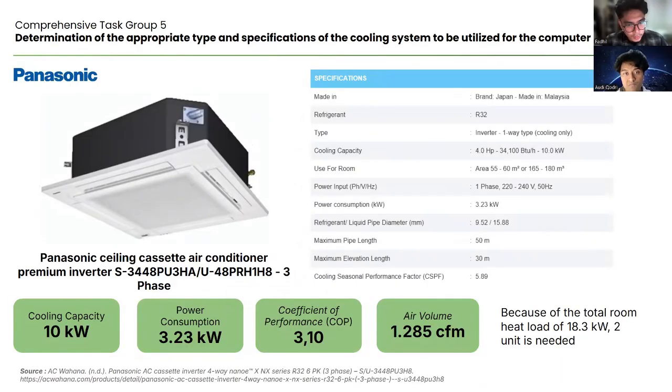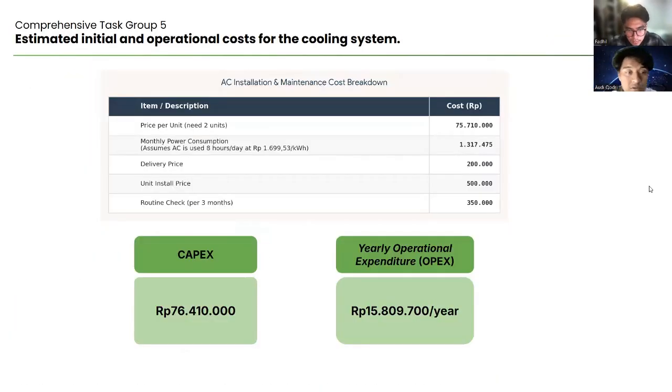This is the air cooling unit that we found. We chose this because in the Panasonic product line, this is the most suitable, with a cooling capacity of 10 kilowatts. Because we need around 18 to 27 kilowatts, we use 2 units, and the power consumption is 3.23 kilowatts, the coefficient of performance is 3.10, and the air volume is 1,285 CFM.